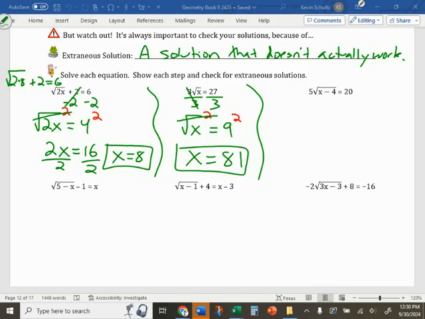Even though the order of operations would say to undo the subtraction first when solving an equation, because it's trapped under the root, you have to undo the root first, which we won't do until we get rid of the coefficient.